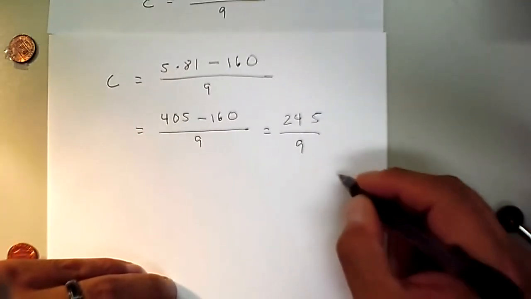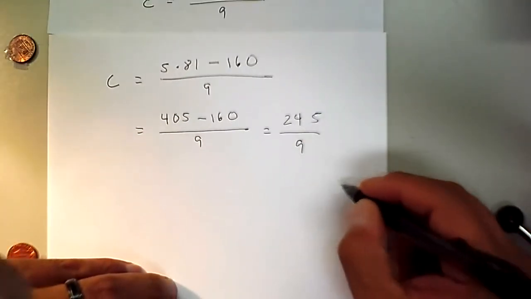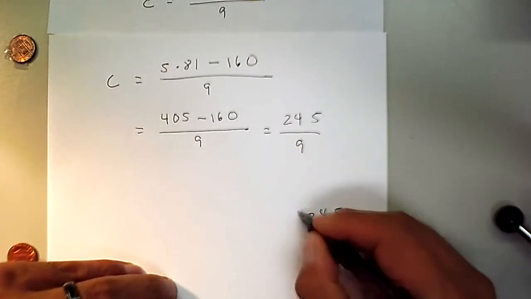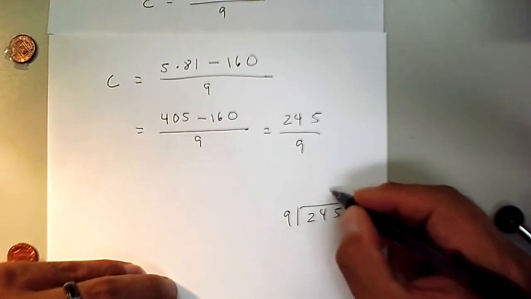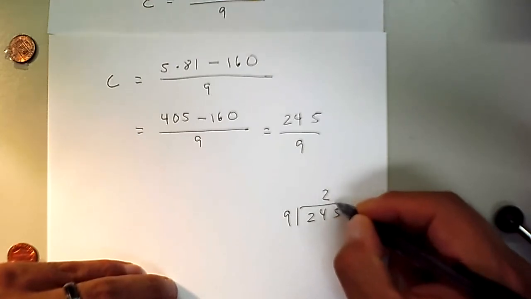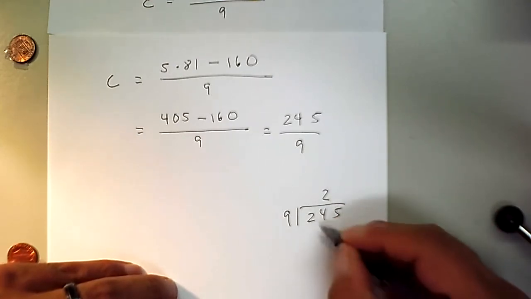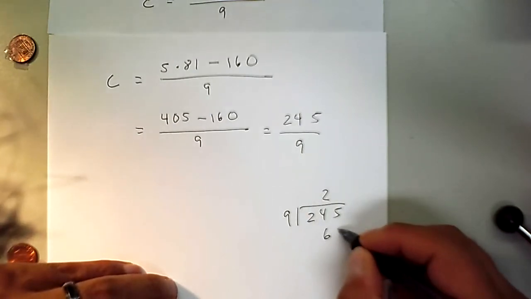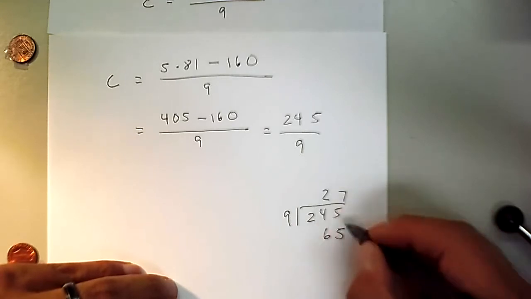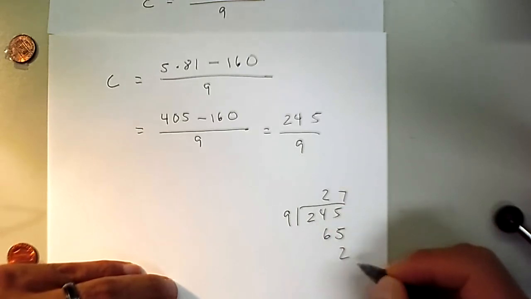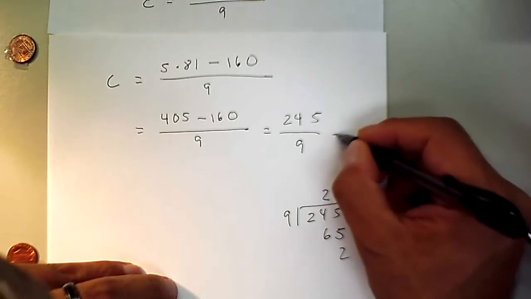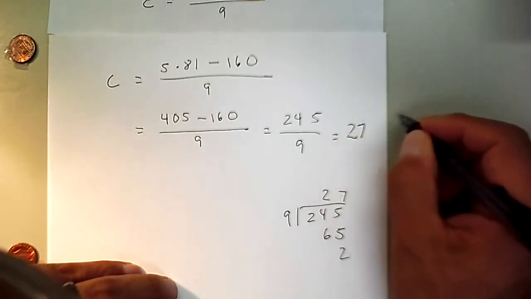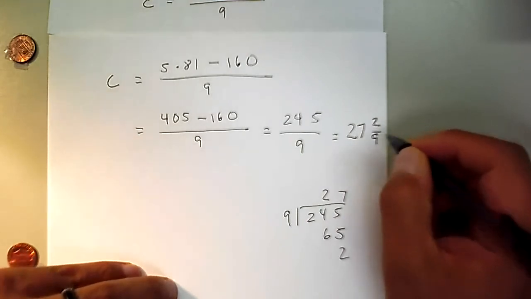And then we divide by 9. And then it gets a little tricky because that is not completely divisible by 9. So we can do 245 divide by 9. So we end up with 2. And I'm going to do the subtraction in my head. 2 times 9 is 18. So we have 6 left over. 7 times 9 is 63. So there's 2 left over. So we have 27 degrees and 2 9ths.